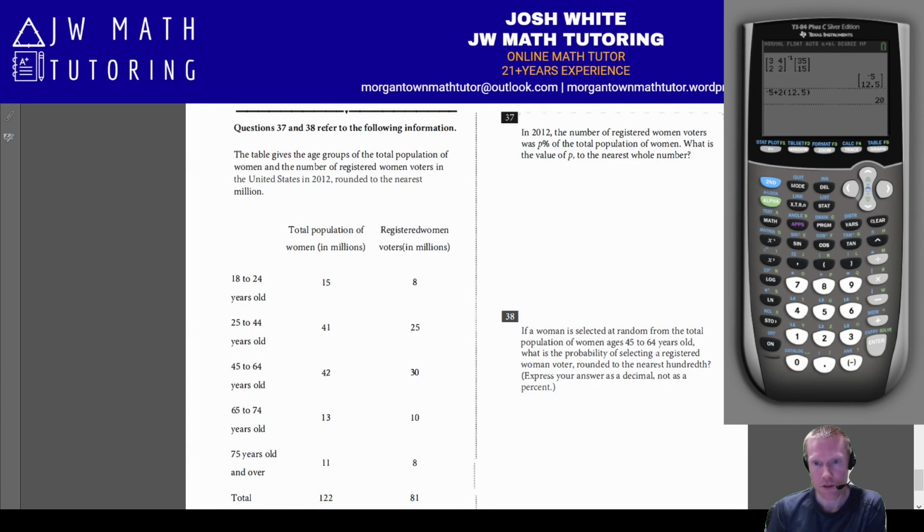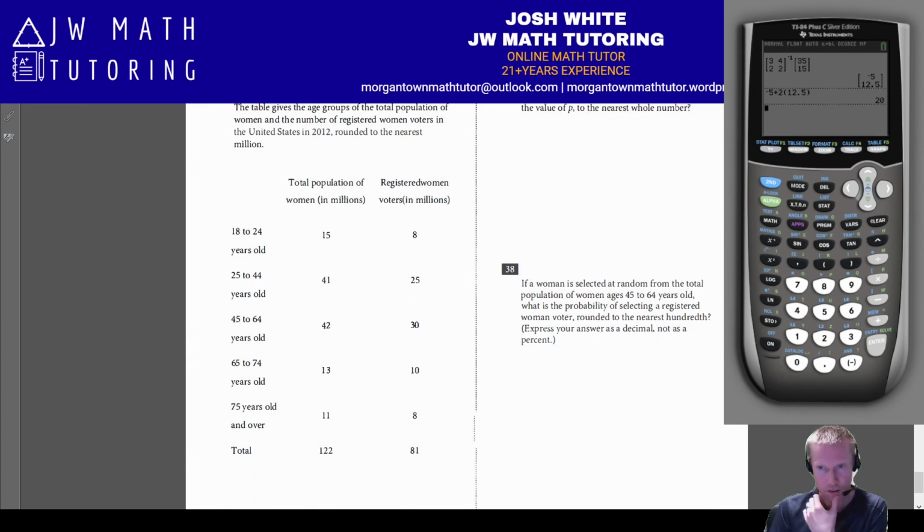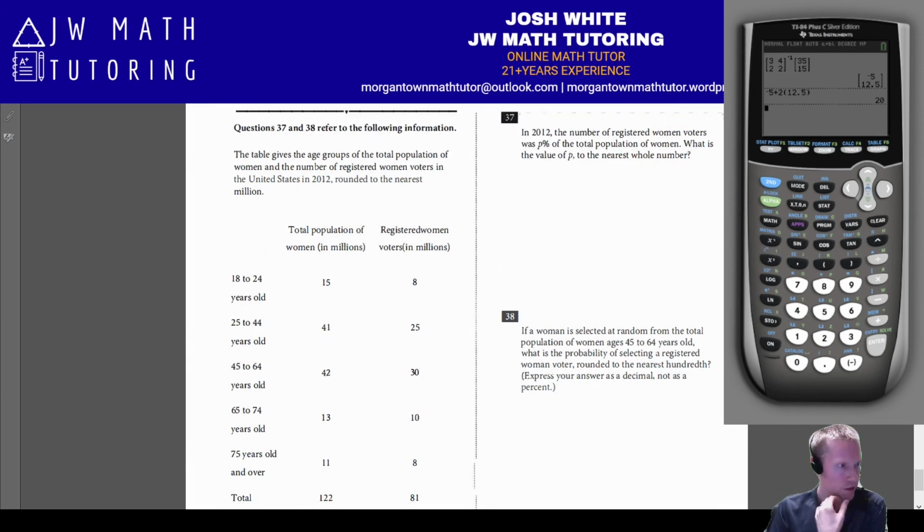All right, the last two questions deal with this table on the left side. So in problem number 37, the number of registered women voters was P% of the total population. What's the value of P? So this one is actually not difficult. All we're doing is taking the number of registered women voters, which the total down here is 81. Now it's million, but we can just keep it as 81 because the other number's in millions too. And it's what percent of the total? Well, the total is 122 million, or we'll just keep it 122.